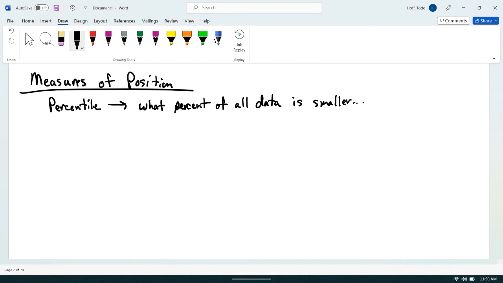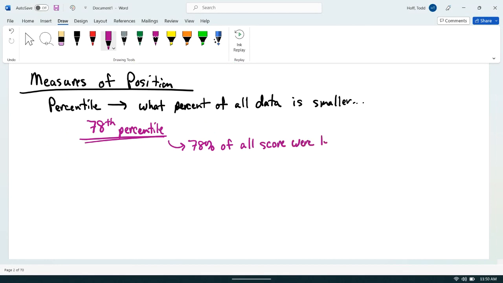So for example, if you take one of the standardized tests and you test in the 78th percentile, what that is saying is 78% of all scores were less than yours. So that means you tested better than 78% of other people taking that test.